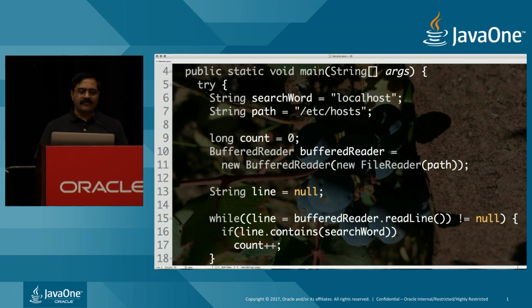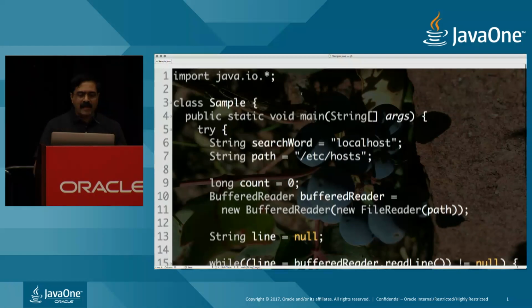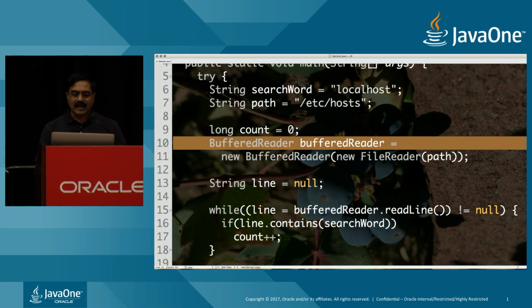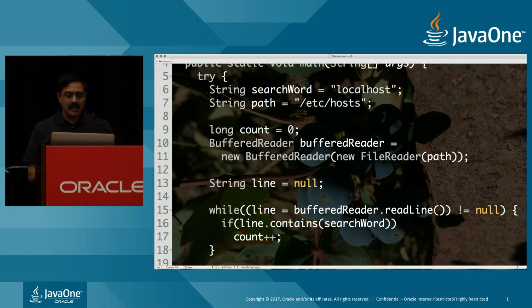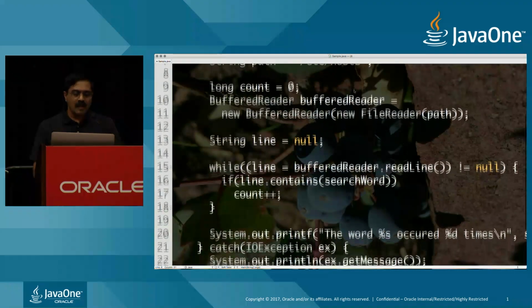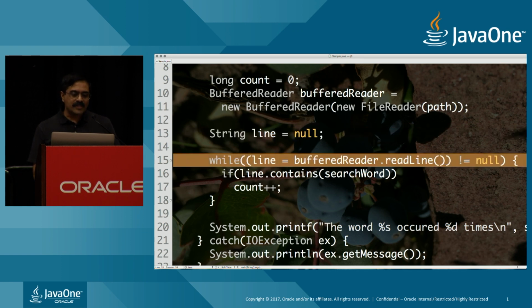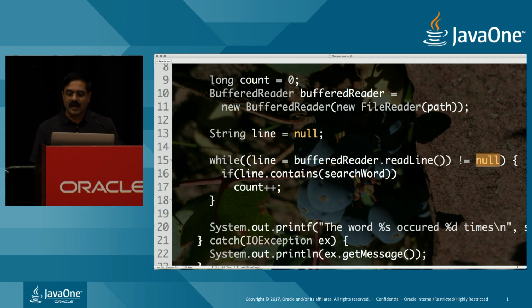So I have a little main function, as you can see here, and this main function starts up and first of all opens up a buffered reader and connects to a file reader. And it's opening up my /etc/hosts file. I'm interested in searching for the word localhost, and I want to know how many lines contain the word localhost. So what am I doing here? I first of all create a line and set it to null, and we all know that null is a smell. And then we go ahead and say, while line is equal to bufferedReader.readLine is not equal to null.